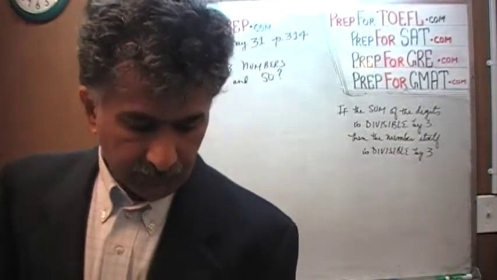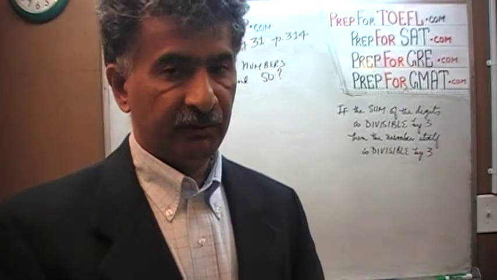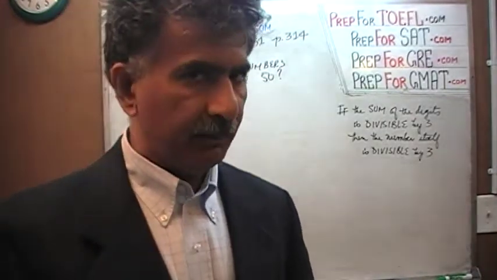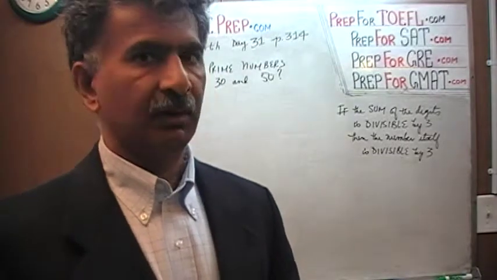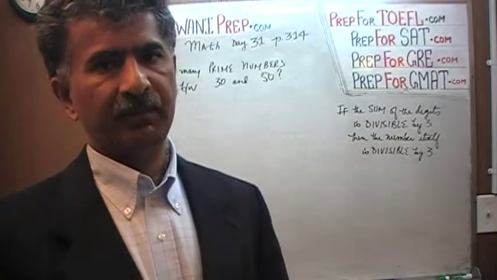Well, the first thing we have to understand is that in order for a number to be a prime number, it has to be, first of all, an odd number. An even number cannot be a prime number, with only one exception. 2 is the only even number that's a prime number.